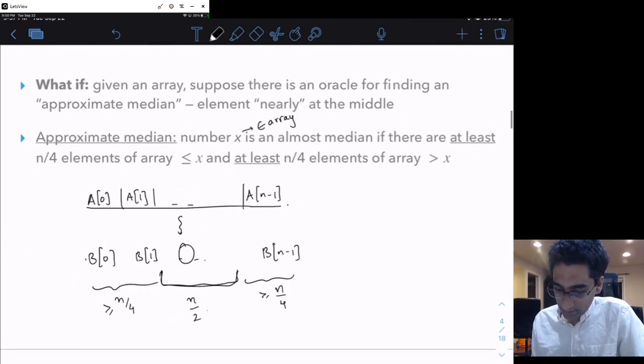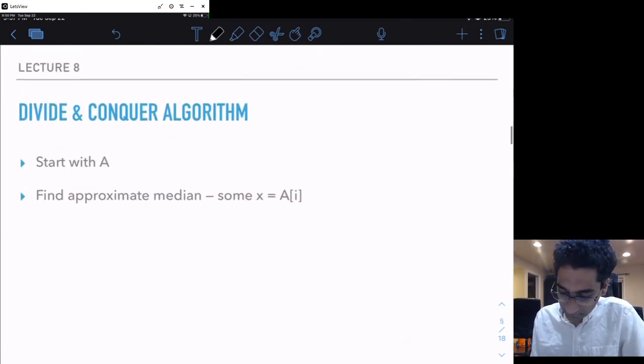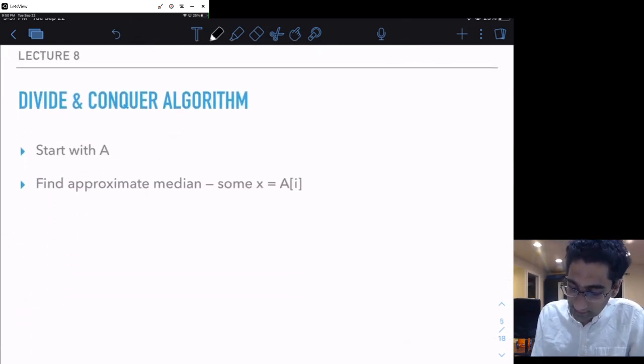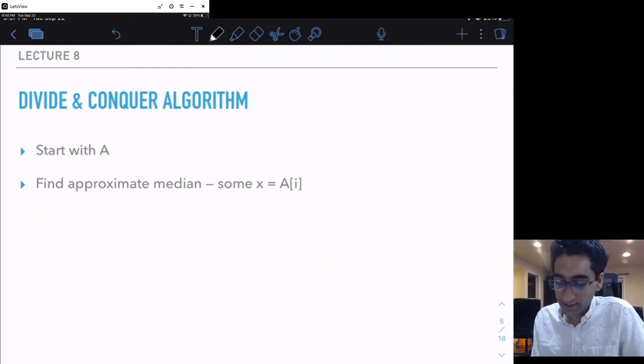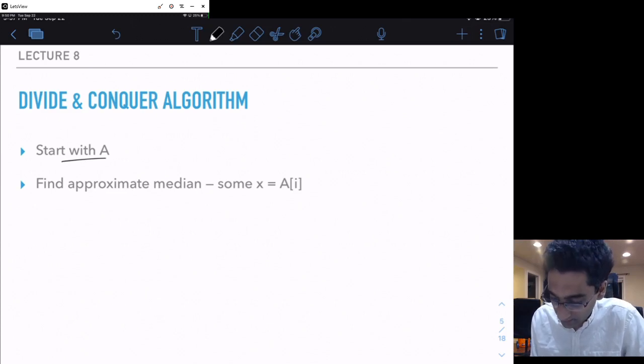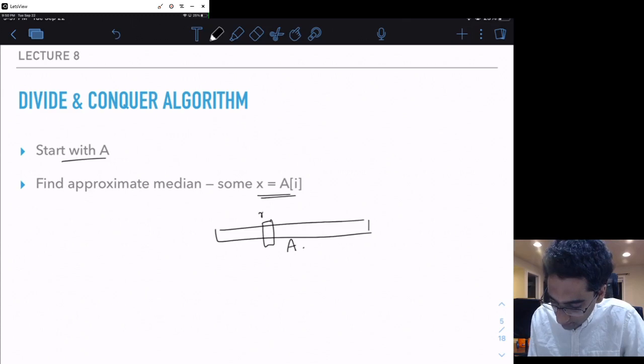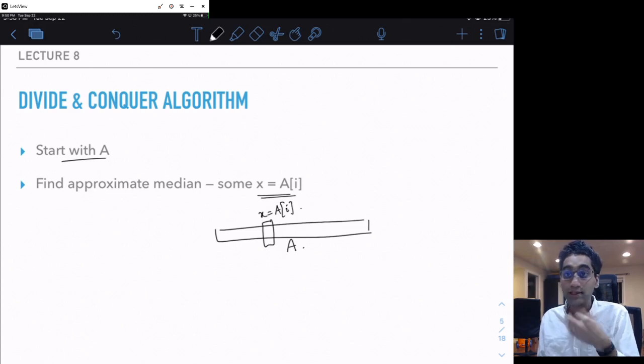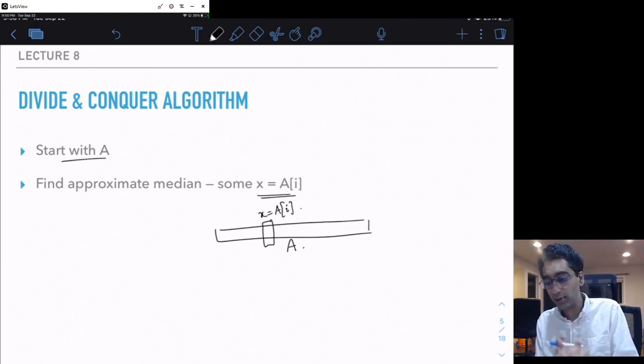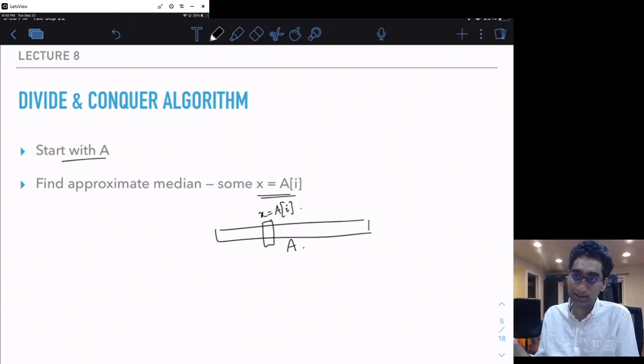Okay. So the algorithm is now quite simple. Okay, so you start with the array A, okay, and you find an approximate median, and let's say it is some x which is equal to a of i. Okay. Now, so what does the picture look like? So you have this array A, which is unsorted, and x equals a of i. This, let's say, is an approximate median, which means that there are n by 4 elements in the array that are smaller than x and n by 4 elements that are larger than x.